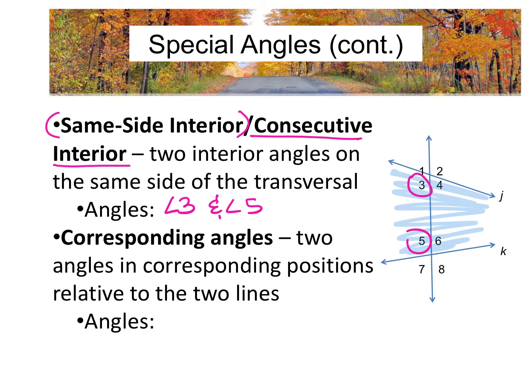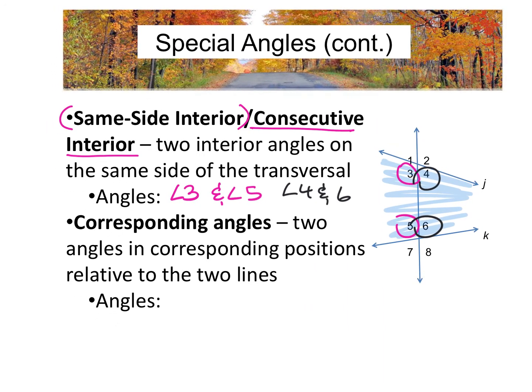So consecutive interior, consecutive numbers are like numbers in order. So these are like 2 angles that are in order, like right next to each other. And then the other pair would be 4 and 5. I'm sorry, 4 and 6. These are the same side or consecutive interior angles. Next, we're going to talk about corresponding angles.